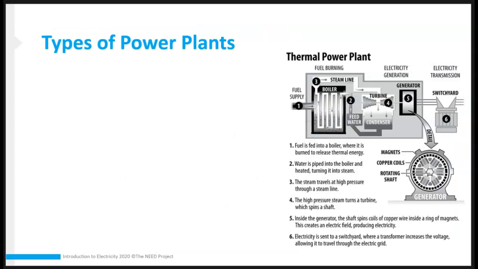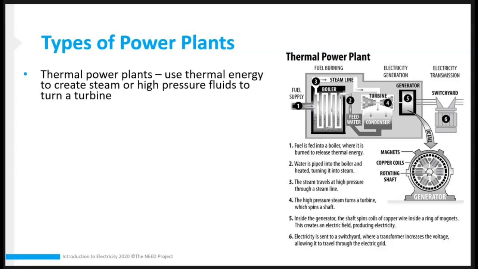To look at that further, we can see that there's different types of power plants that essentially function the same exact way. Your basic thermal power plant uses thermal energy to create steam or high-pressure fluids to turn a turbine. If the source is burned, usually it's a chemical-based form or source. Coal, natural gas, nuclear energy, which is not burned but instead gives off energy through nuclear fission, biomass, petroleum, and geothermal, which is the Earth's natural heat.